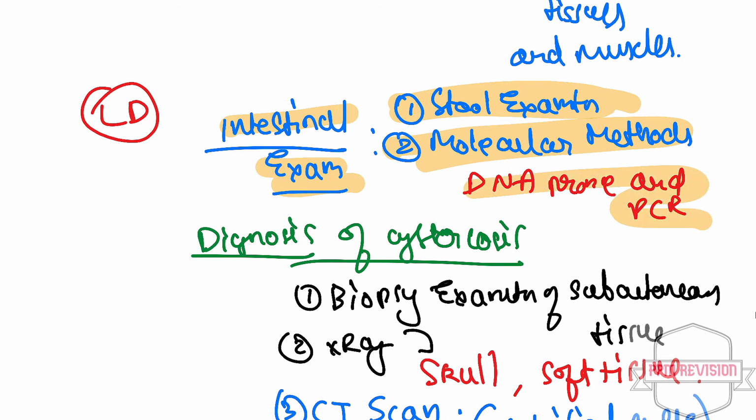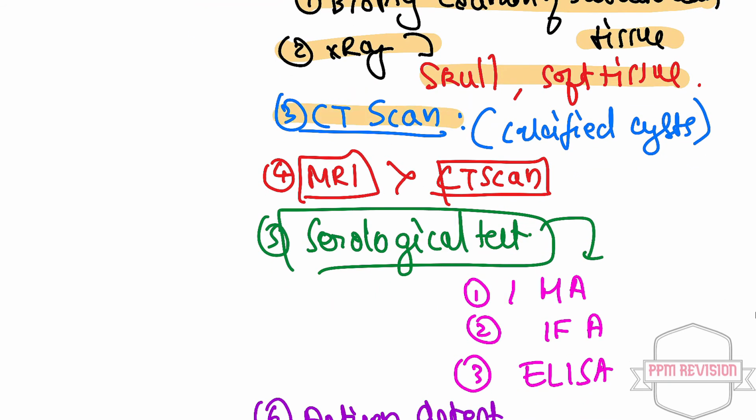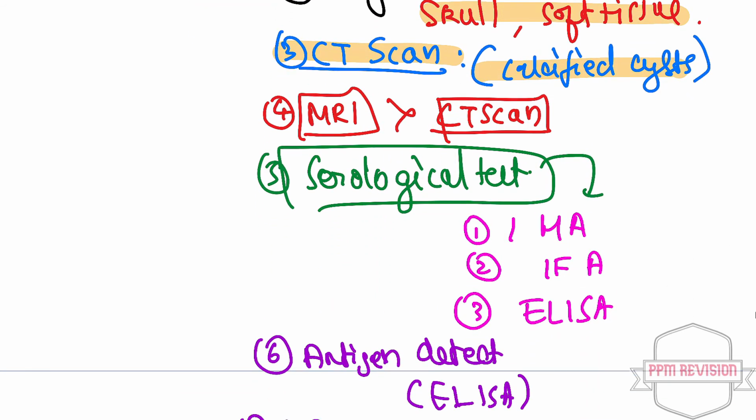Now, diagnosis of cysticercosis: the important is biopsy, examination of subcutaneous tissue. Then X-ray, that includes skull and soft tissue. Then CT scan, which shows calcified cyst. Then MRI is always greater than CT scan, that should be known.